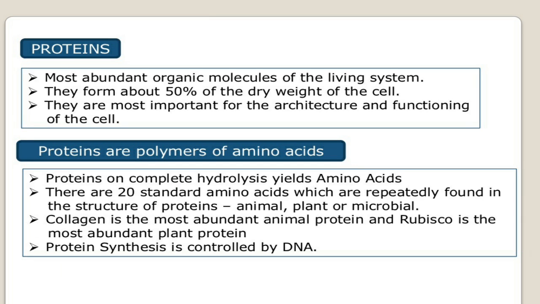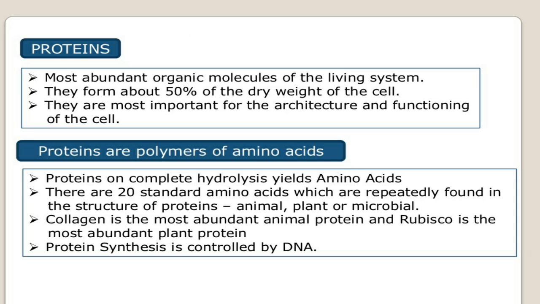Proteins are the most abundant organic molecules of the living system. They form about 50% of the dry weight of the cell. They are most important for the architecture and functioning of the cell. Proteins are polymers of amino acids. Proteins on complete hydrolysis yield amino acids.